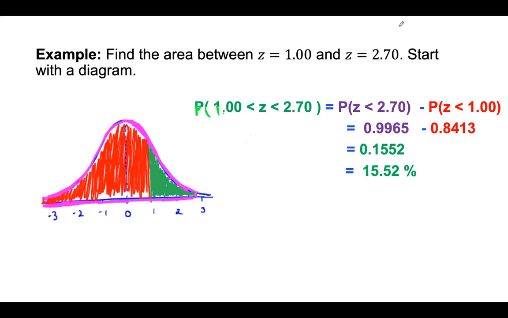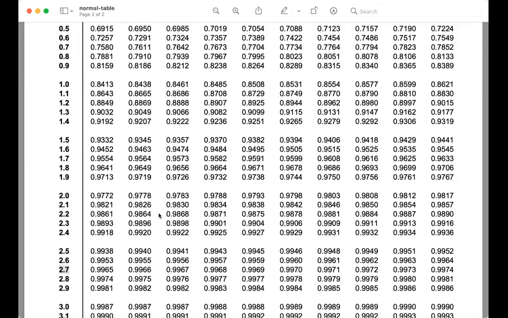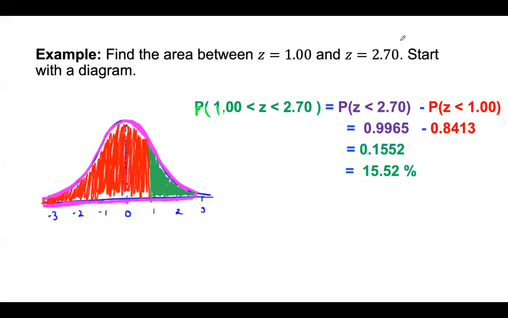And we can find these values again in the table. So 2.7 is right here. That's 0.9967. And the other one is 1.00, so it's 0.8413. So you're able to look those up in the table. And then again, taking the larger area and subtracting the smaller area gets that desired area that we're looking for.